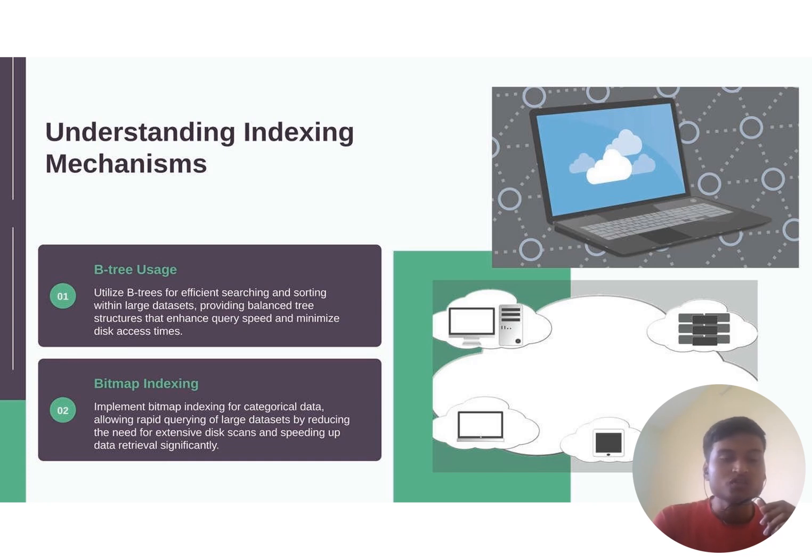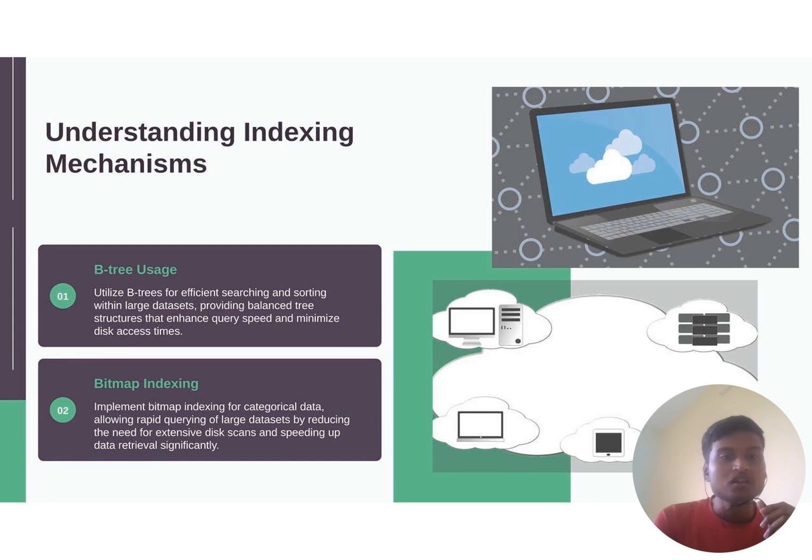So first one is the B tree usage, utilizing the B trees for efficient searching and sorting within large data sets, providing balanced tree structures that enhance the query speed and minimize the disk access time. So it will be beneficial for us too. And then next is the bitmap indexing.